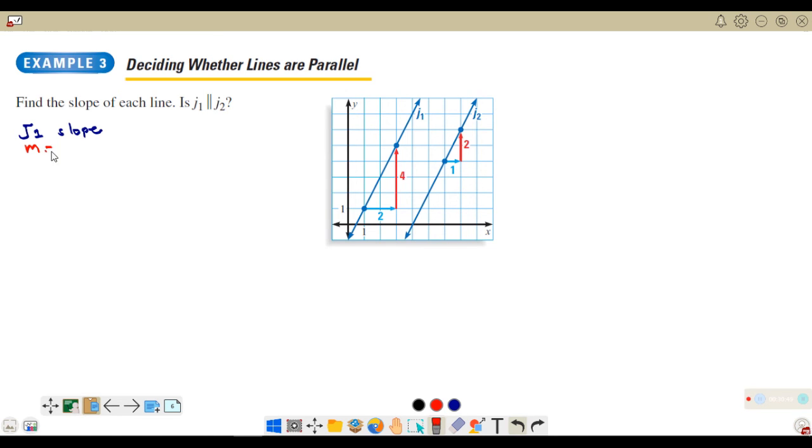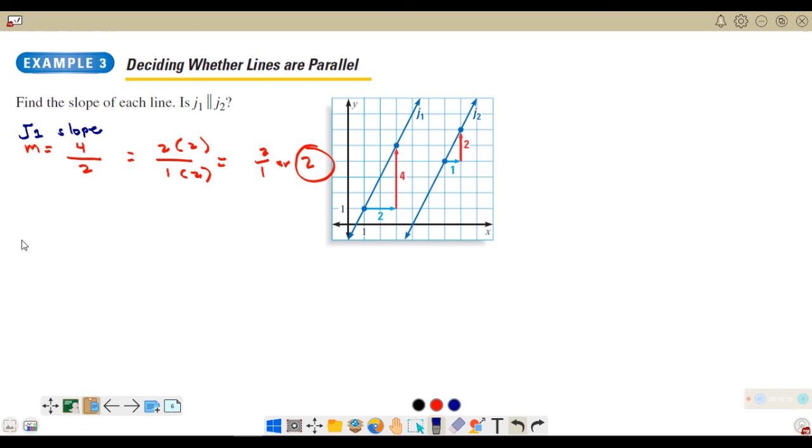We have m is equal to, ang rise niya ay 4, ang run niya ay 2. I-reduce natin siya sa lowest terms. Ito'y equal sa 2 times 2 over 1 times 2. You are going to have 2 over 1 or 2. 4 divided by 2 is 2.